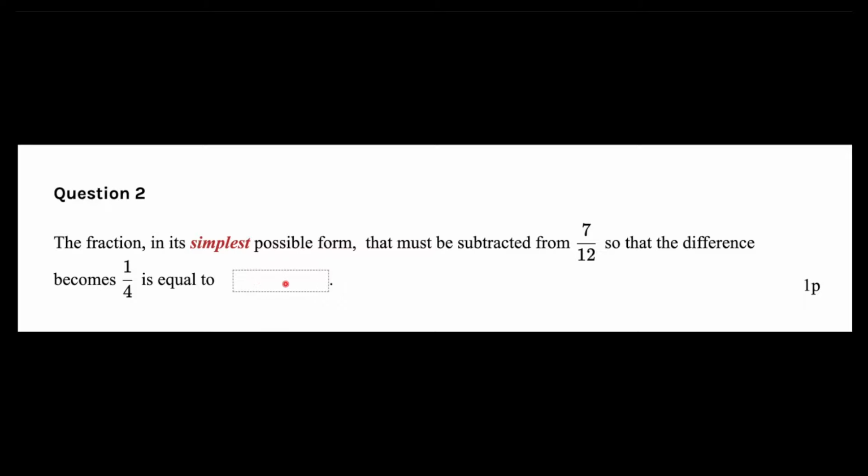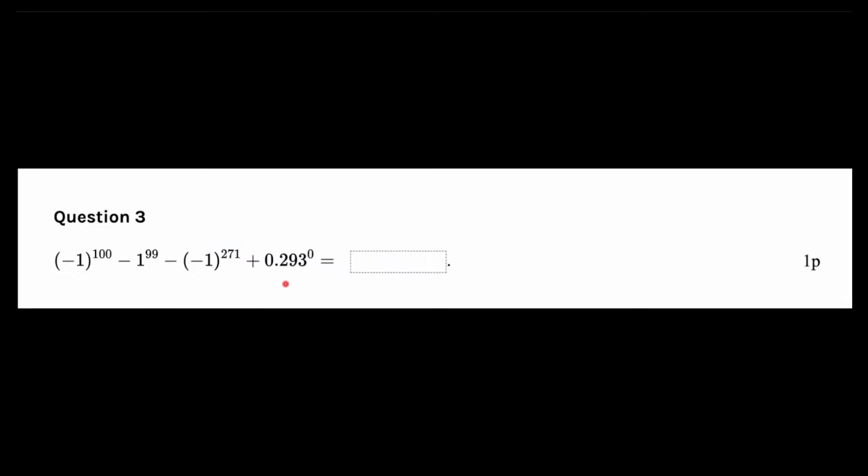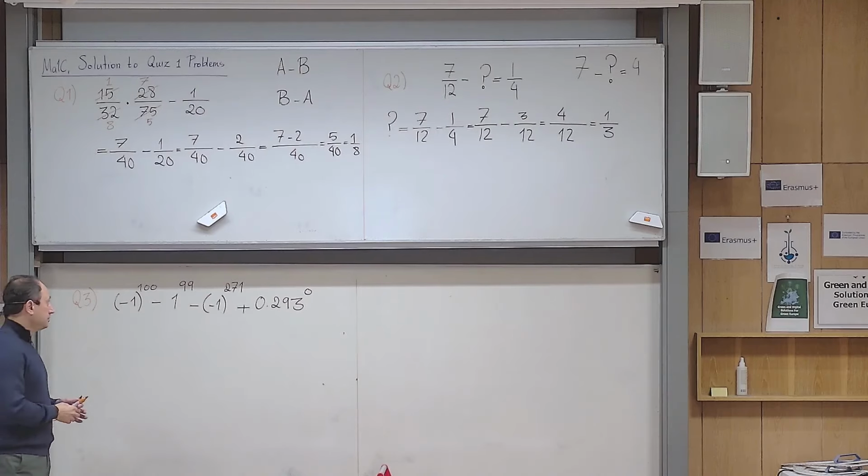Yes? Okay, now let us go to the next question. This is the last E-level question. We are supposed to calculate this and type the answer here. If nothing is said, it means do it in the simplest possible form. Okay, now let us do this one. This is the last E-level question of this quiz.